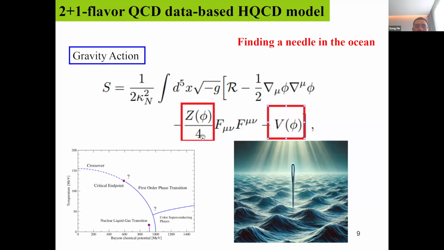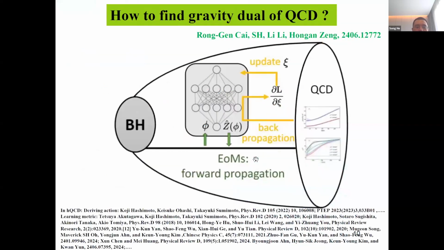But essentially, you know that these are infinite dimensional, so it looks like a needle in the ocean. You can define a so-called loss function and use a so-called optimization procedure to find the minimum that fits the data, and inversely we can determine this one. In this paper we just build up this algorithm. This is a generic algorithm. We have no idea what Z(phi) and V(phi) are.